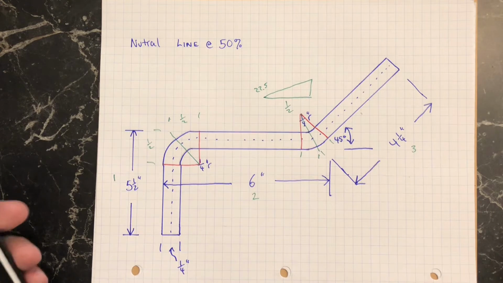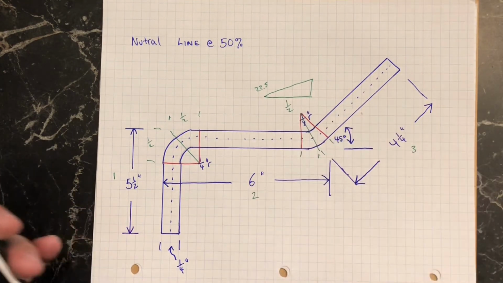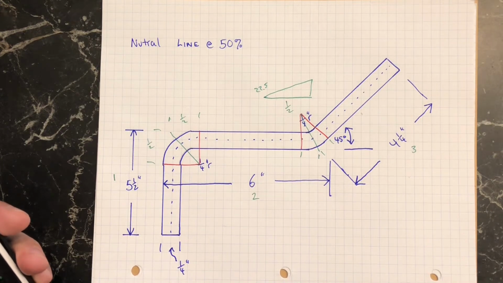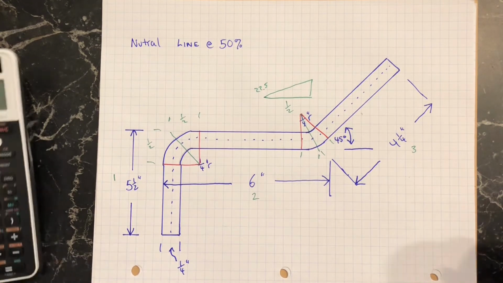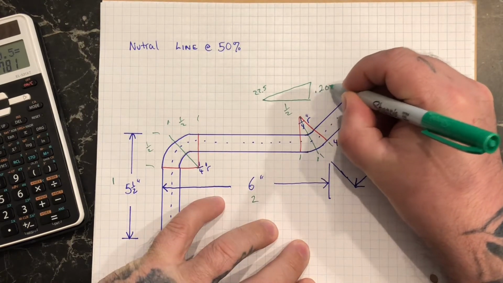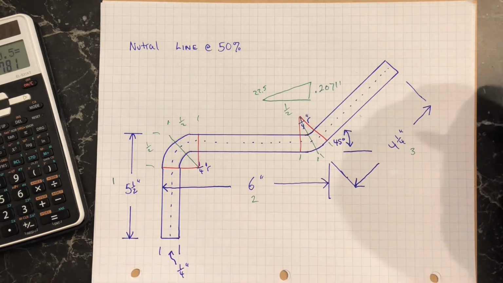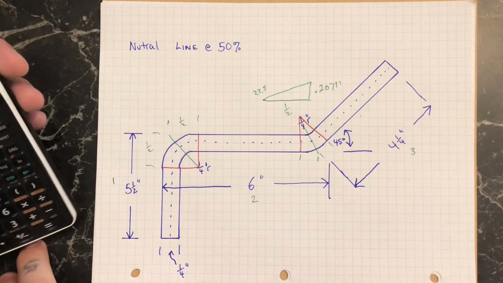Use my calculator. So we have adjacent and we're looking for opposite. So it's a tan function. It's tan 22.5 times 0.5 gives us 0.2071711. So now I can subtract those setbacks.